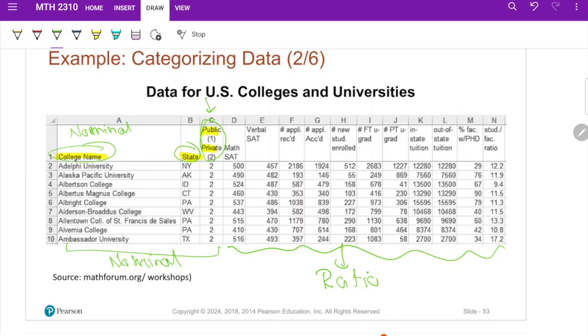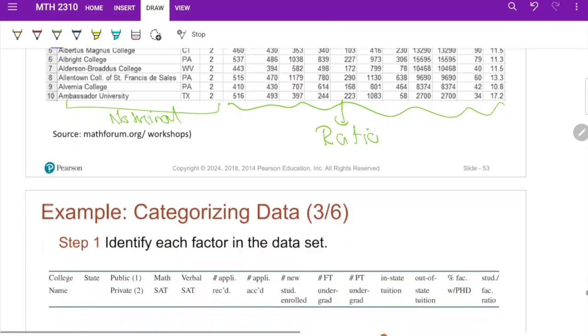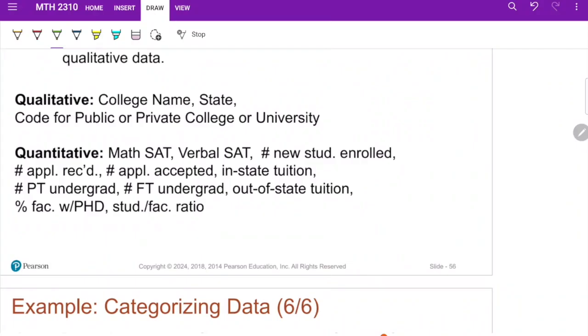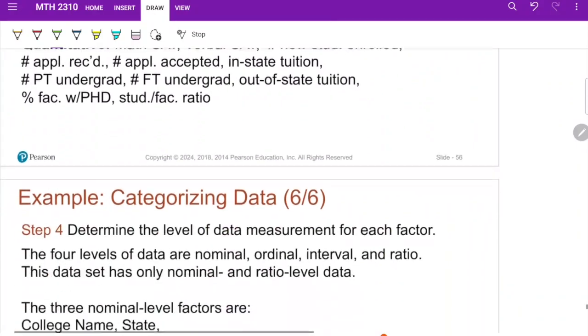And all of them have been taken at a certain time, so it's cross-sectional data. We don't see the years, like data collected in different years. So it's cross-sectional data. This is what I wanted to say about that example.